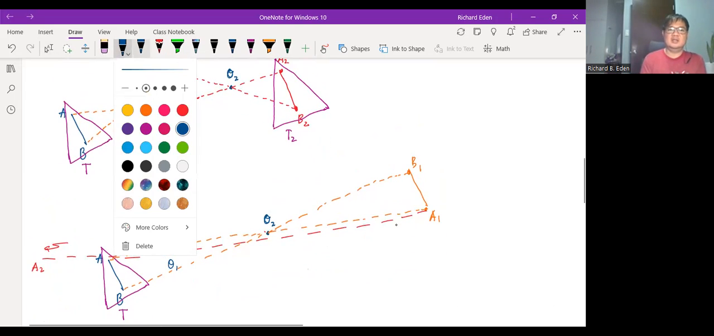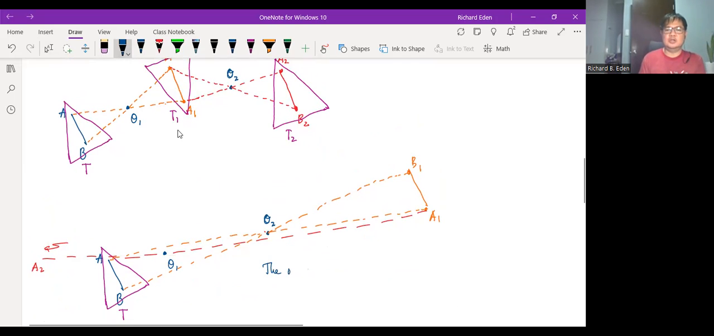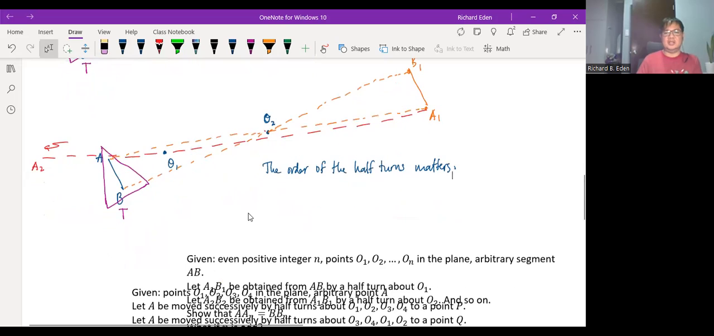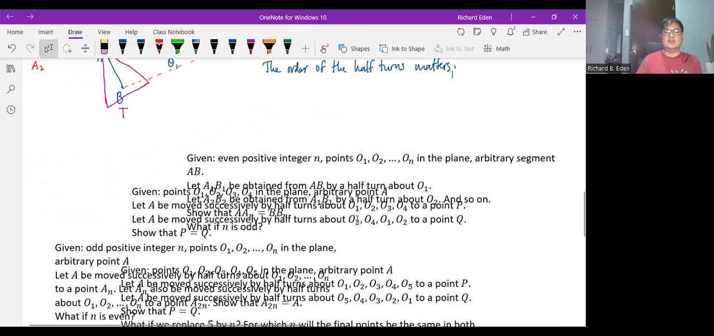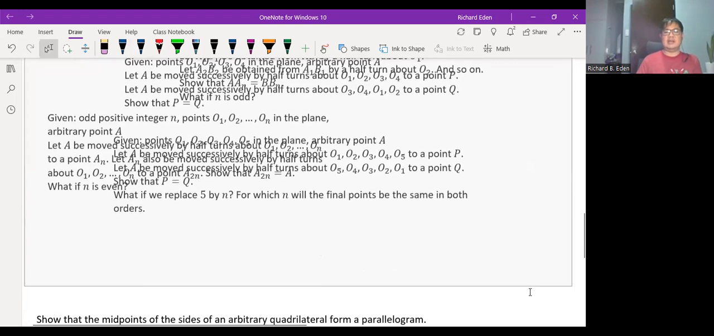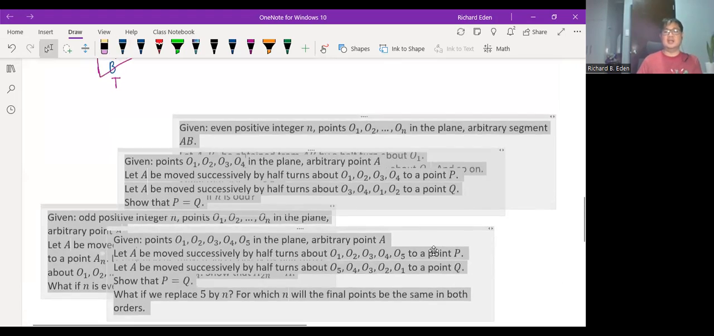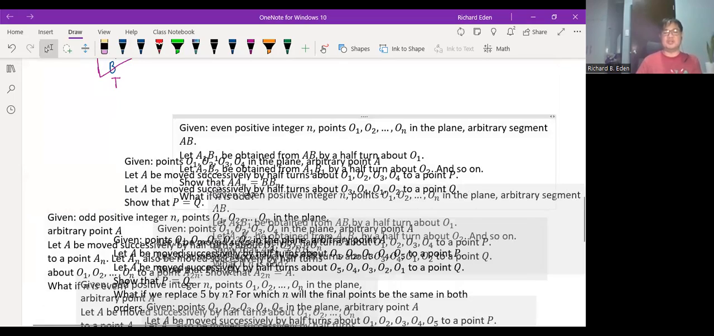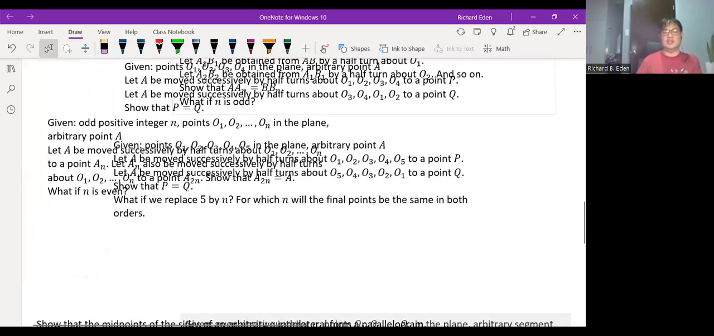Okay, so therefore the order of the half turns matters. So that's relevant. Pag ibahin mo, kahit i-reverse mo or i-jumble, the order of the half turns is generally going to be different. Okay, so the next issue is, what if half turn and translation? And then might as well translation and then a half turn, because we realize that order is relevant here.